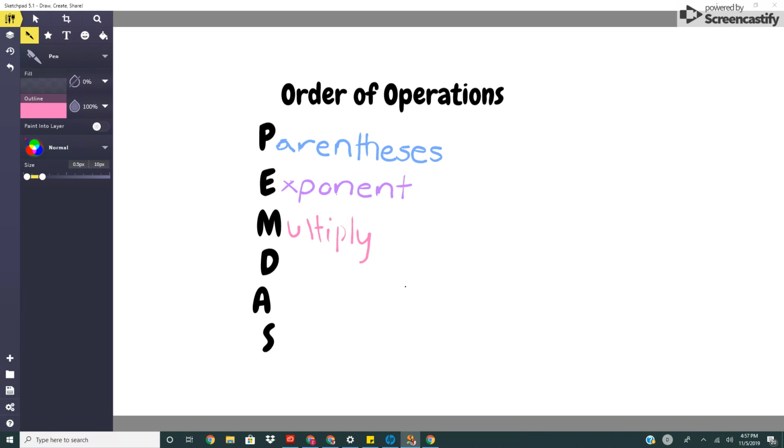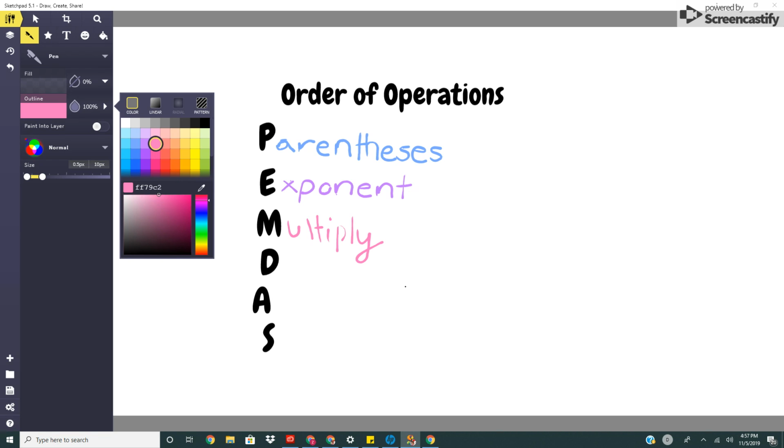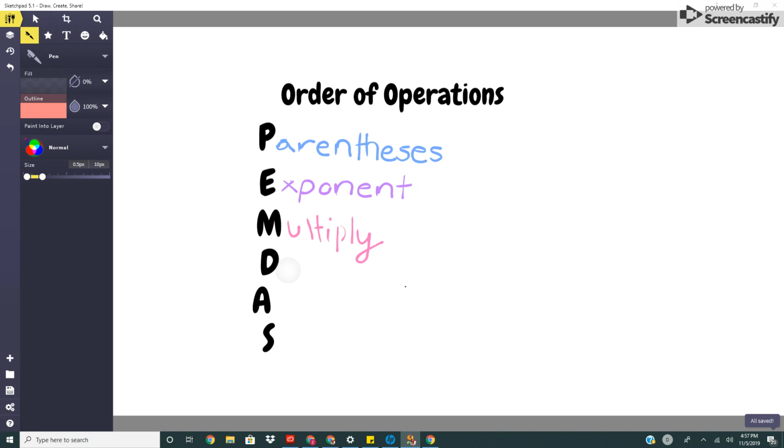Sorry if my handwriting's a bit messy. It's just because of this pen. Multiply, that is the next step. The next step after that is divide. Got it in a nice shade so you can remember it. Okay, the next step is divide.